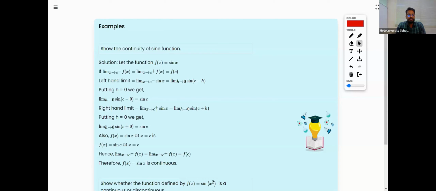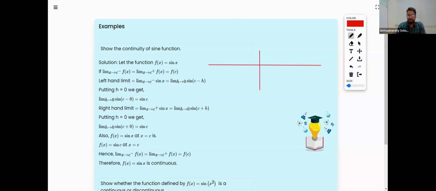So there is a function here. Show the continuity of the sine function. As I told you already, the graph of the sine function. Let me redraw that graph again. It's not a problem at all. Until we learn the concept, we can draw the curve any number of times.